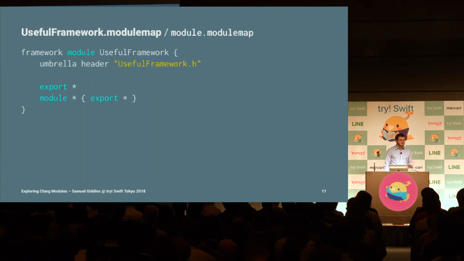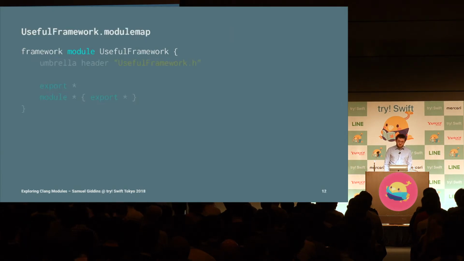So this is the standard module map that you're probably used to seeing Xcode generate for you when you build a .framework. Let's step through it line by line, and then we can talk about some of the more complicated parts of how they actually work.